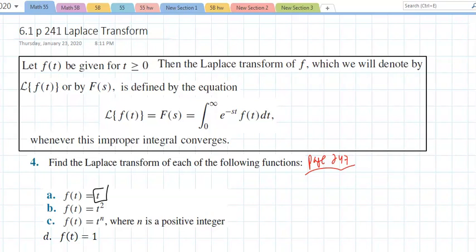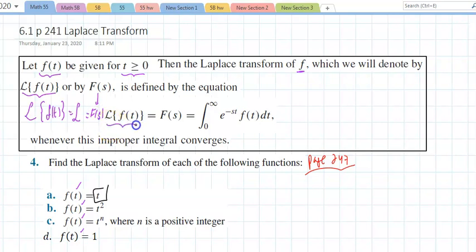So, this is how it works. Let f of t, which is the function that you are trying to find the Laplace transform for, assume that t is always bigger than or equal to 0. So some function in which t is always positive. The Laplace transform of this f of t, we will denote by the script L, or we call that F of s. So if you see either the Laplace or simply that symbol, you're really looking at F of s.